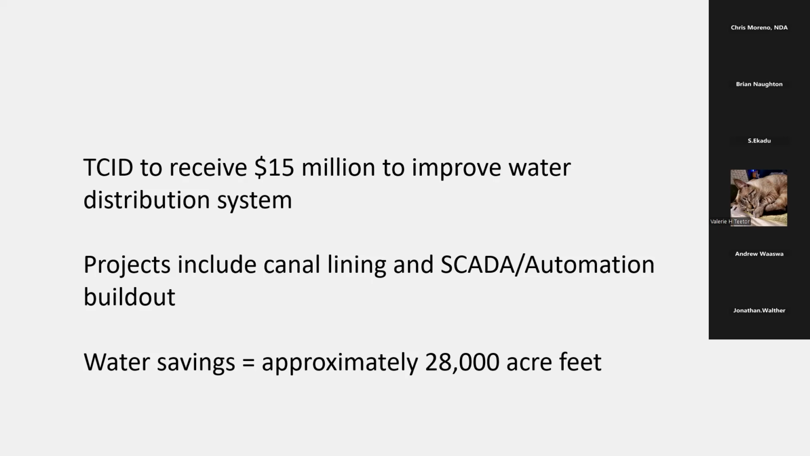Now, what the water savings will do is it will say, okay, now that we have this 28,000 acre feet of water that we're saving, that's gonna remain in the reservoir. We don't have to take as much as historically we have to take from the Truckee River. So that saved water will stay in the Truckee River and make its way to Pyramid Lake.